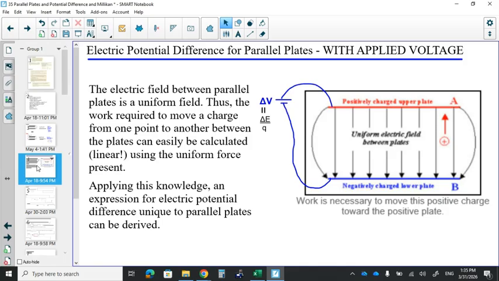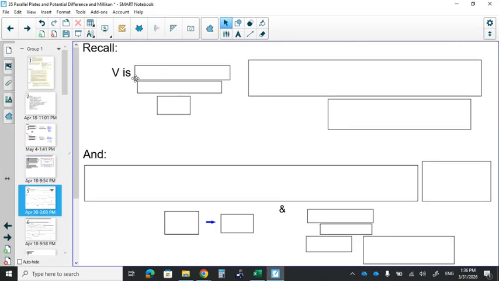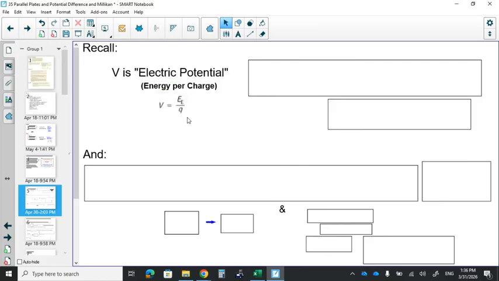So here we go. Here's the plates with an applied voltage across, and the electric field between the parallel plates is uniform still. All familiar stuff, really, so far. Nothing else really going on there. So remember that V is potential, right? So that's energy per charge. Electric potential is energy per charge.